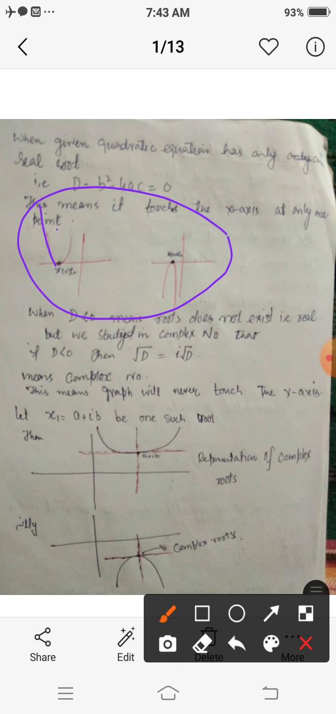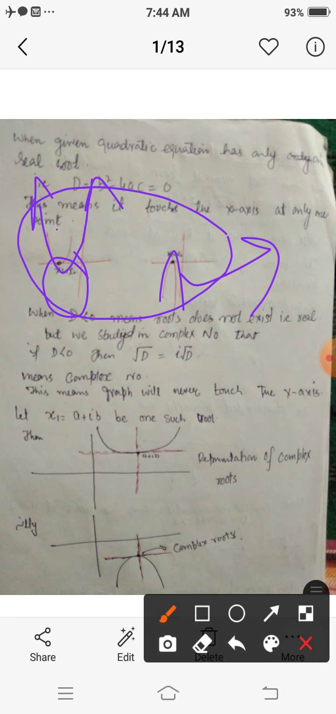For the upward parabola, the graph is like this, it touches at x equals x1, while for the downward parabola, it touches the x-axis at, suppose, x equals x1. So this is the case when roots exist.